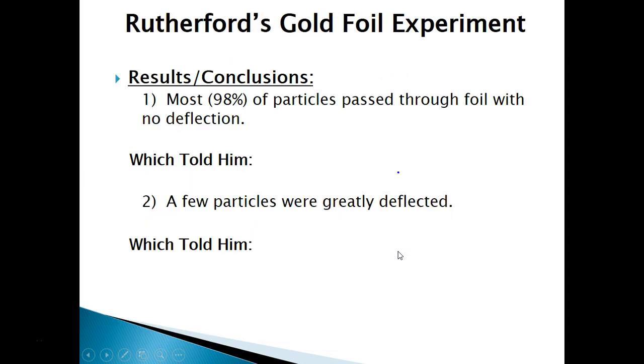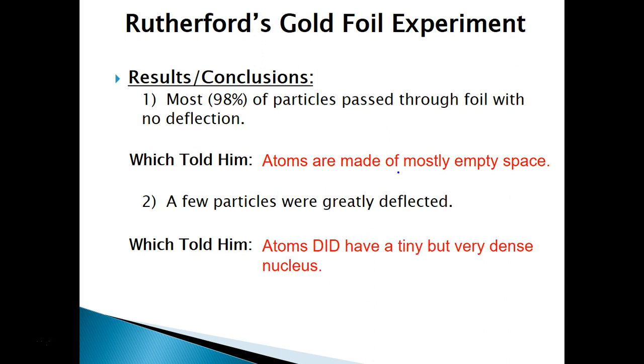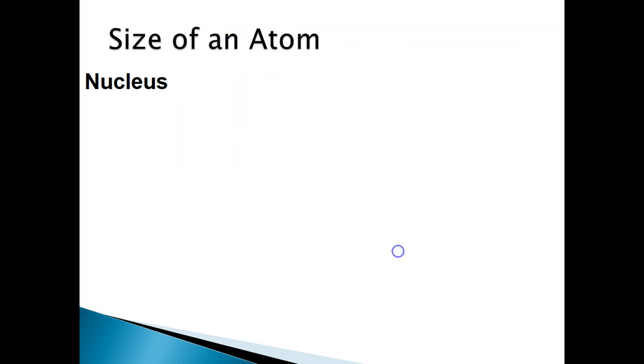So Rutherford's results: because most of the particles passed through the foil, it told him that atoms are actually made up of mostly empty space. And because a few were greatly deflected, that told him that atoms did have a tiny but very dense part in the center called a nucleus.